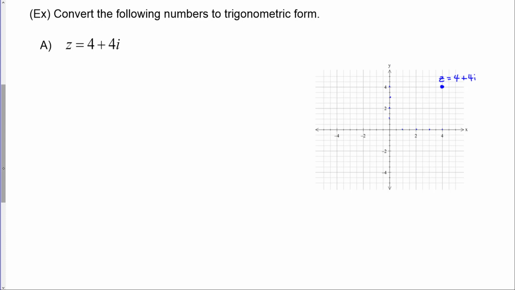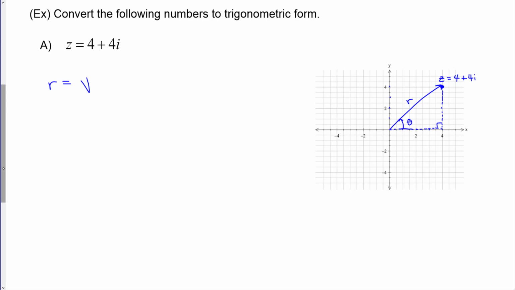Now, I had to come over some distance in the x and up some distance in the y, which makes a right triangle, so that this distance right here is r, the distance from the origin, and then I'll label this angle as the angle measure theta, the amount that we've rotated from the x-axis. We need to figure out what r and theta are. To do that, we use the formulas.